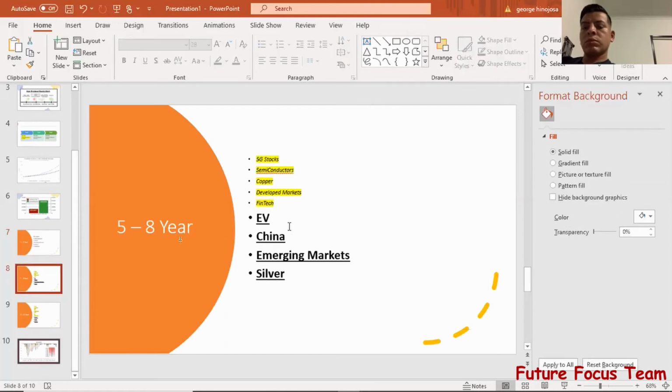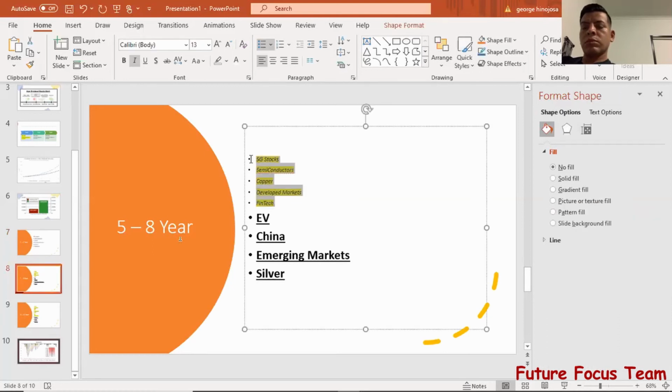So next, if you had a 5 to 8 year outlook, obviously these would still be important, but in the next 5 to 8 years, I felt these would be important: the EV market, China, emerging markets, and silver.